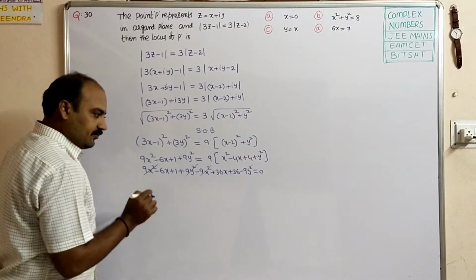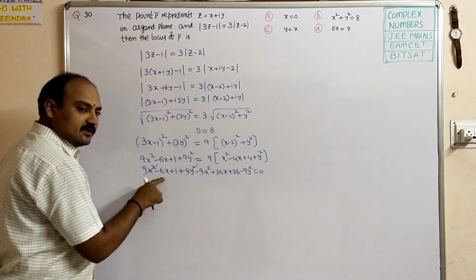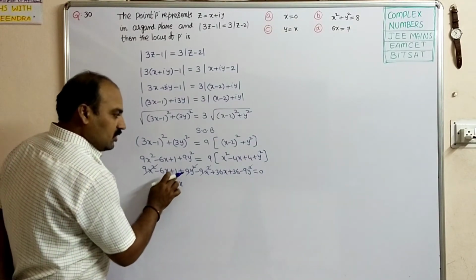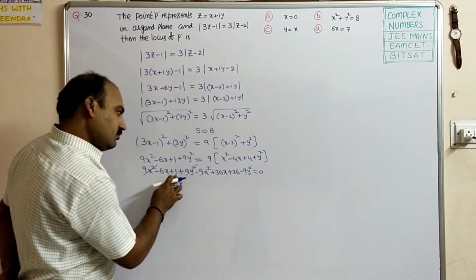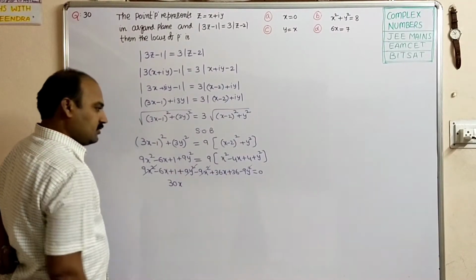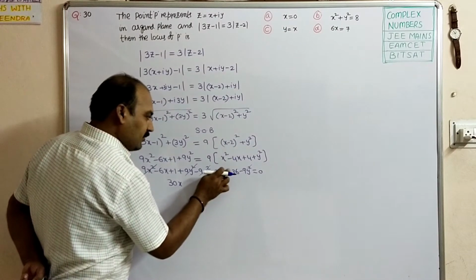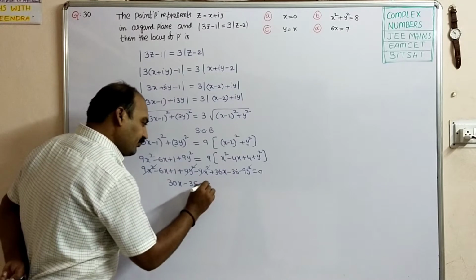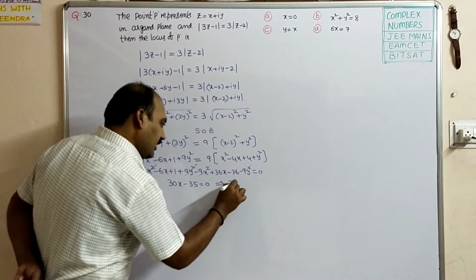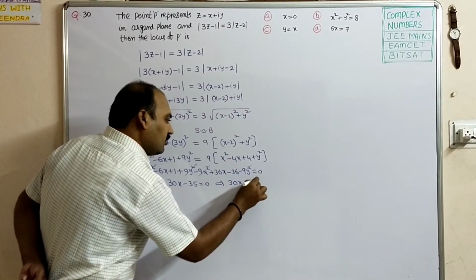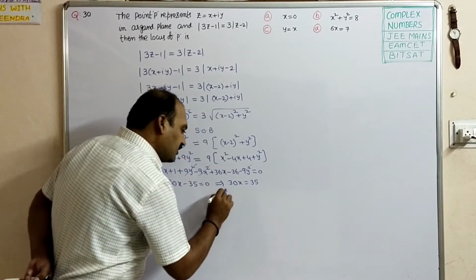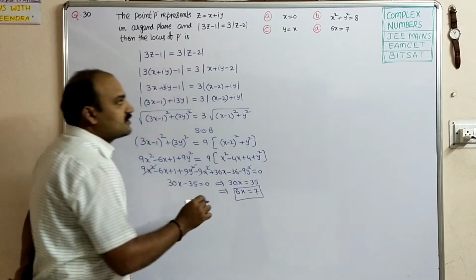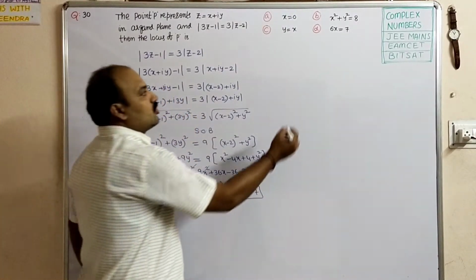After that, 36x minus 6x is 30x. Next, 1 minus 36, so minus 35 equals 0. That implies 30x is equal to 35. Dividing by 5, 6x equals 7, so x equals 7 by 6, which is there in the fourth option.